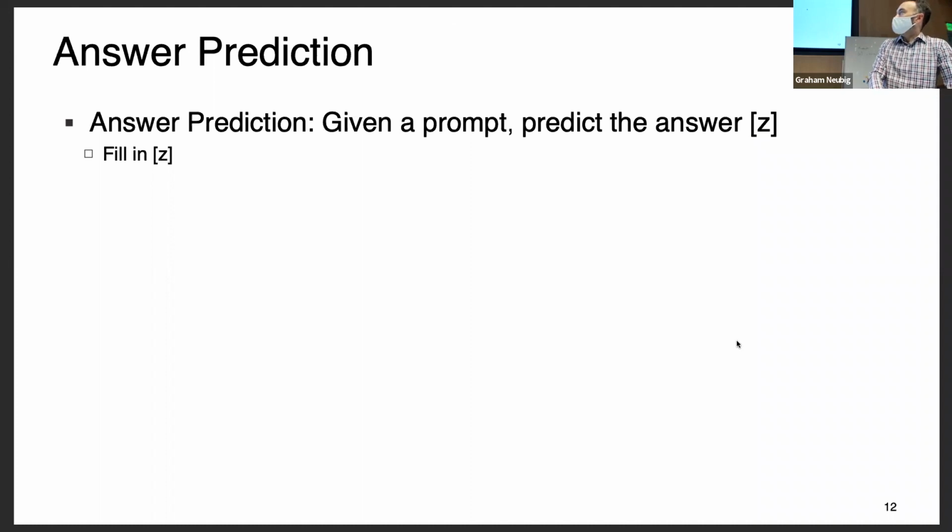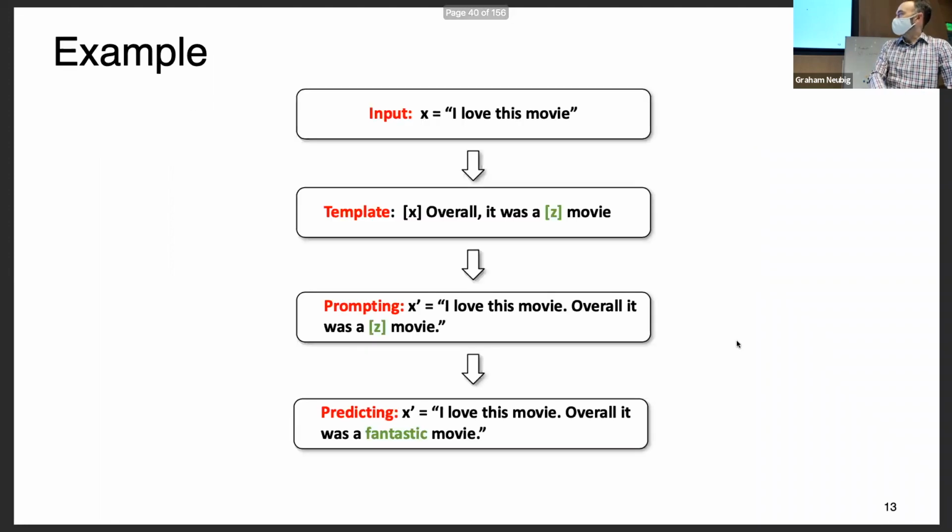The next thing that we do is answer prediction. Given a prompt, we predict the answer Z, and we do this with the language model. "I love this movie. Overall, it was a fantastic movie." So that's what I demonstrated through the demo before.